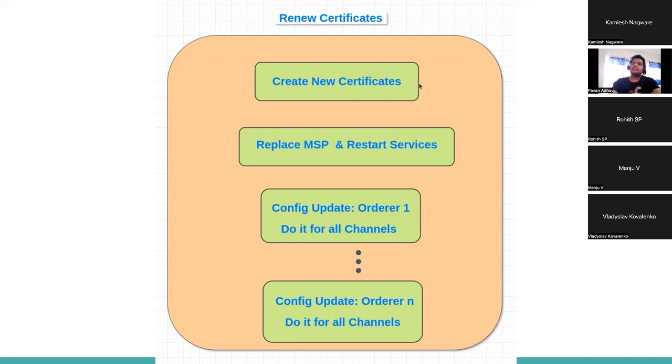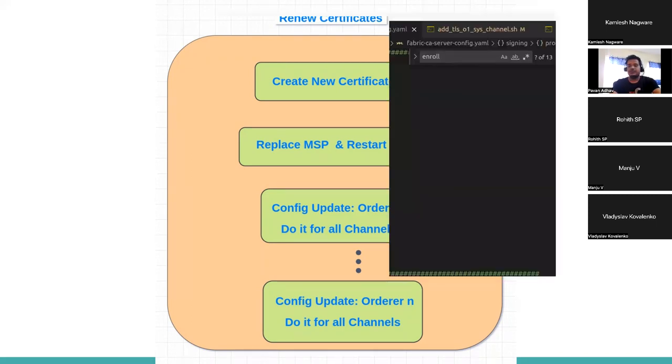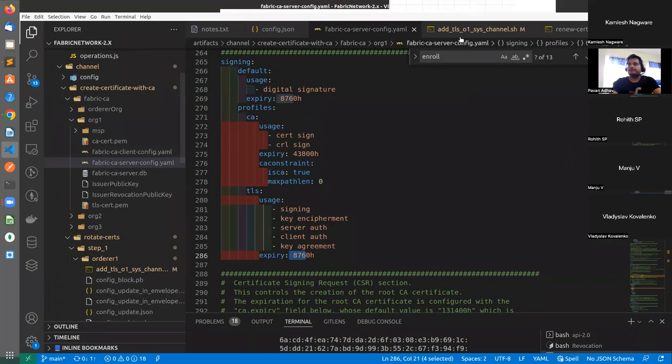First, we have to create all these new certificates. So it contains again the TLS and the enrollment certificate. So this is the first step. So how many components are there? Whatever the components in the Hyperledger Fabric that are going to expire, we have to renew the certificate. For renewing the certificate, we have one script. Let me show you that.